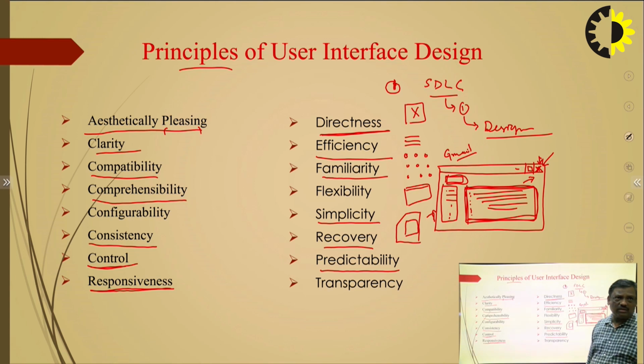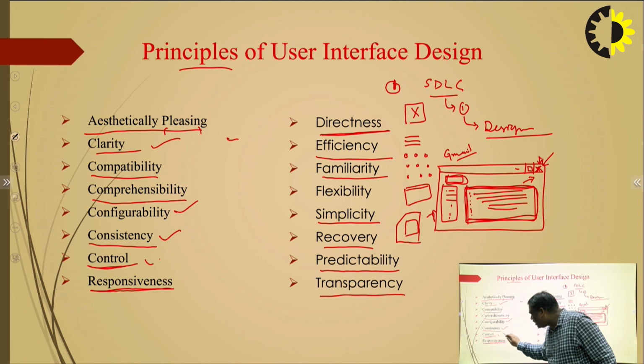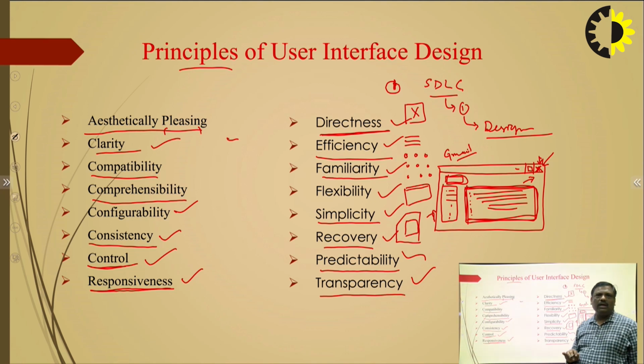Predictability is performed when we apply the GUI or the user interface design. And transparency is also a very important topic. So when we create a design layout, we remember these points. So these are the principles. Principles are pleasing and attractiveness, clarity of text and images, compatibility, configurability, consistency, control, responsiveness, directness, efficiency, familiarity, flexibility, simplicity, and recoverable design, and predictability and transparency in our design layout.